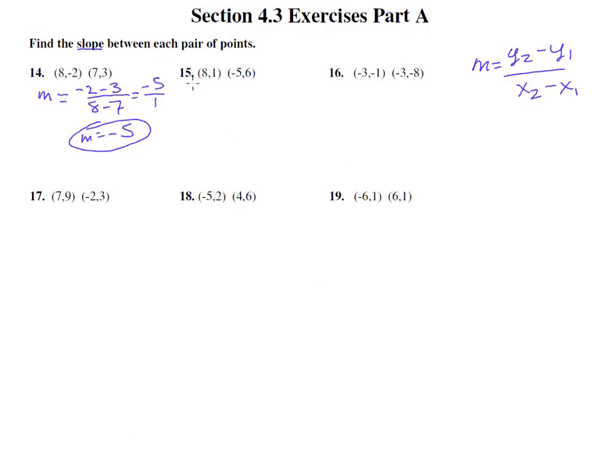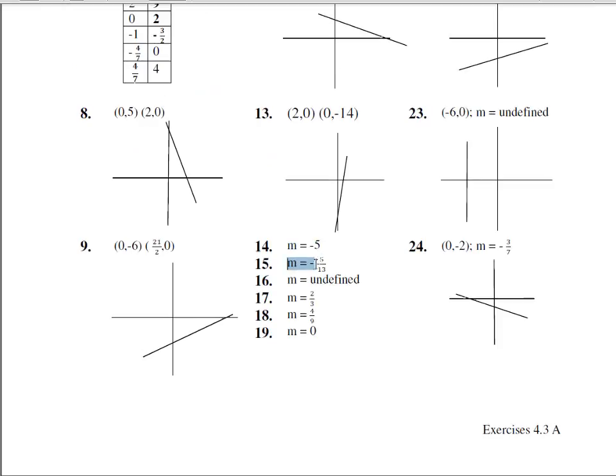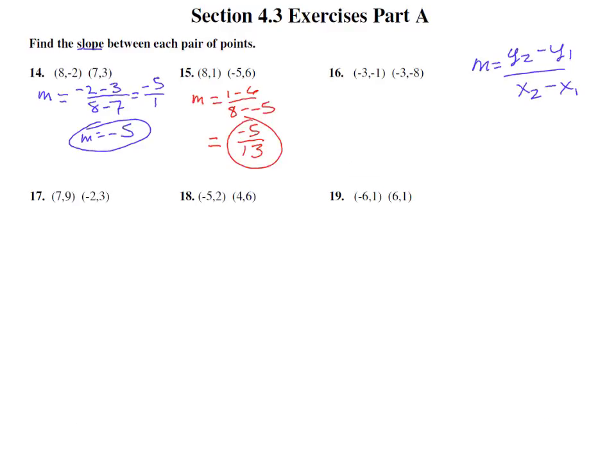Good. Number 15. M equals y minus y over x minus x. Now notice we subtracted a negative 5. 1 minus 6 is a negative 5. 8 minus a negative 5 is positive 13. Oh, good. Negative 5/13. Let's double check our answer. And there we have negative 5/13.